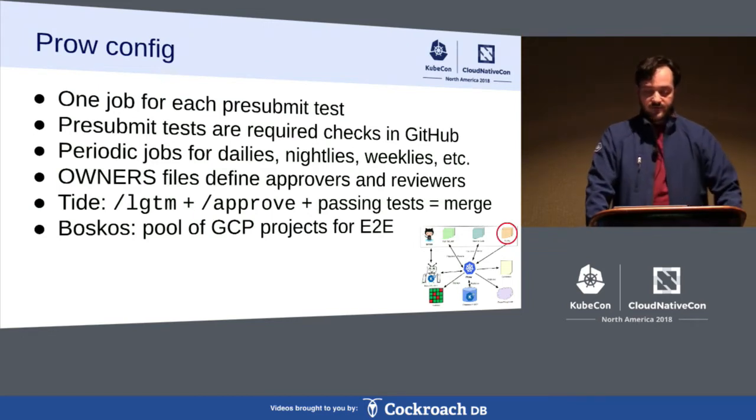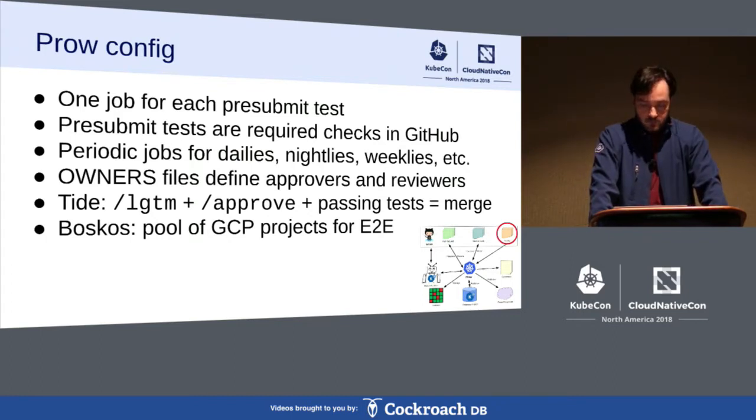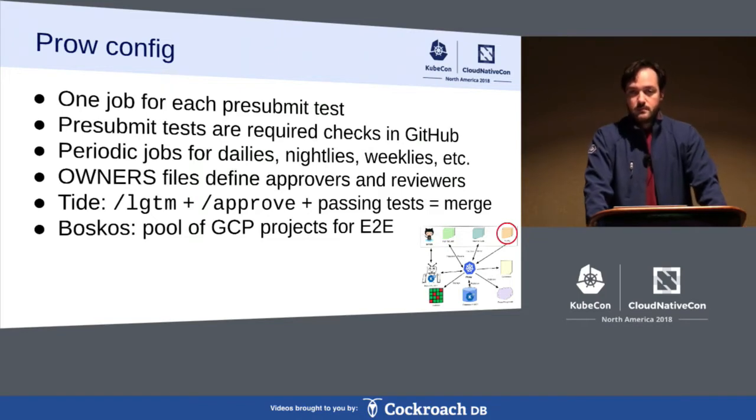So our PROW config will set one job for each pre-submit test, so we can run the pre-submit jobs in parallel. We want those pre-submit jobs to be required checks in GitHub, so you cannot merge a PR if the tests are not passing.